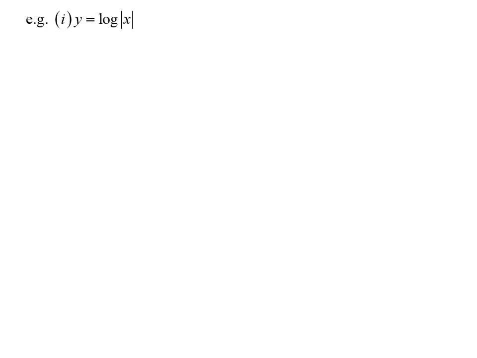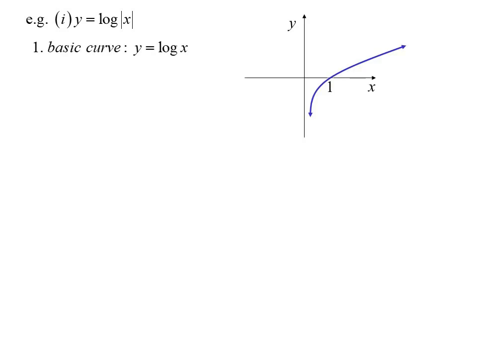The log of the absolute value of x. Right? Basic curve y equals log x. There it is. Absolute value of x. So what did f of absolute value x do? It reflects it in the y-axis. The other part still stays there because now we're saying it could be plus or minus. That would be y equals log of the absolute value of x.